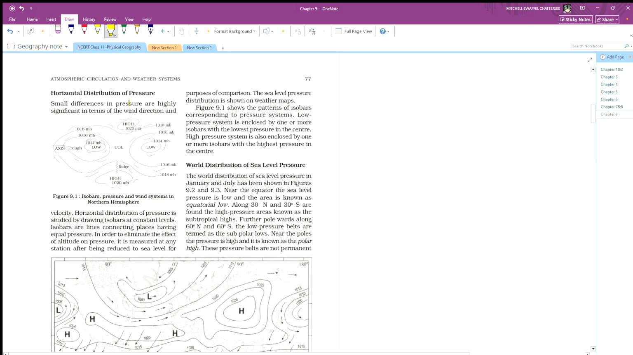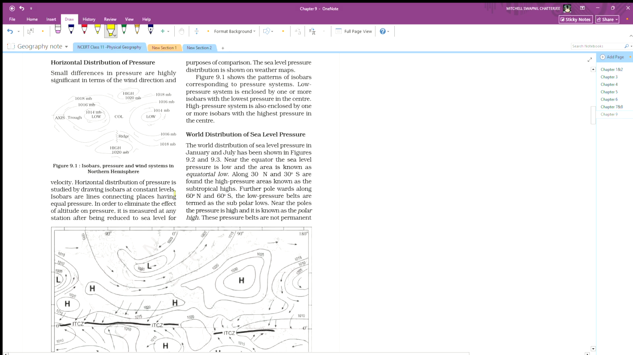The small differences in pressure are highly significant in terms of wind direction and velocity. Horizontal distribution of pressure is studied by drawing isobars at a constant level. Isobars are the lines connecting places having equal pressure. In the last chapter, we studied isotherms, lines connecting places which have equal temperature, and now it is a line connecting areas which have equal pressure, but this time it is called isobars.